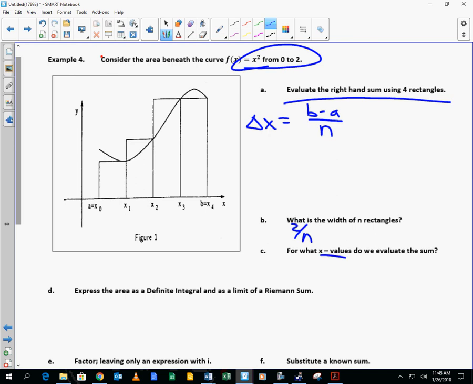Then we need to identify what x values we evaluate the heights at. Well, we said x sub I, or the spots where we evaluate the heights, we take a and we add it to b minus a over n times I. So what is a? 0. B minus a over n is 2 over n times I. So 2I over n. Everybody good? Okay.